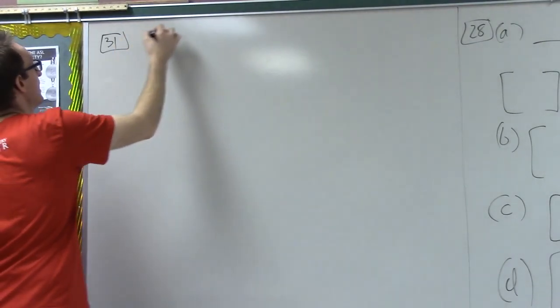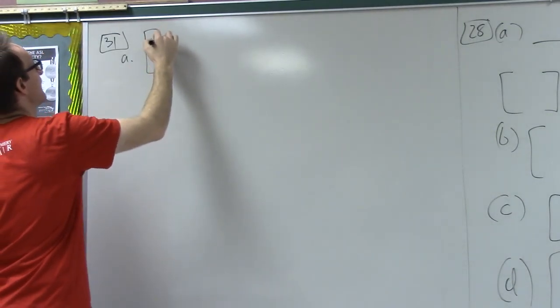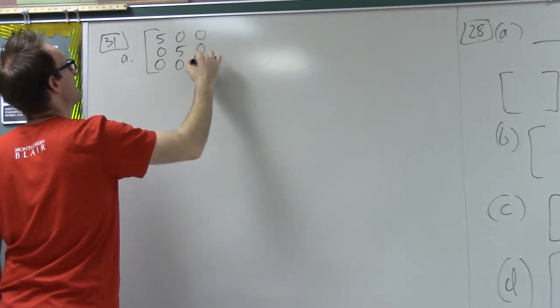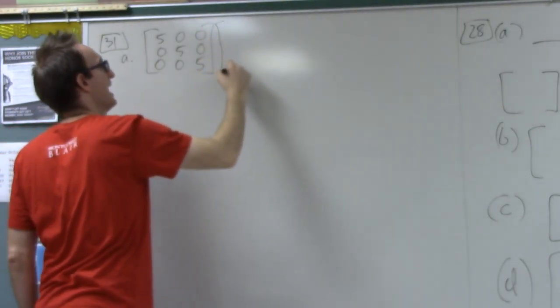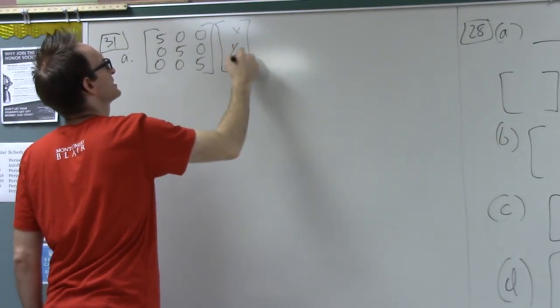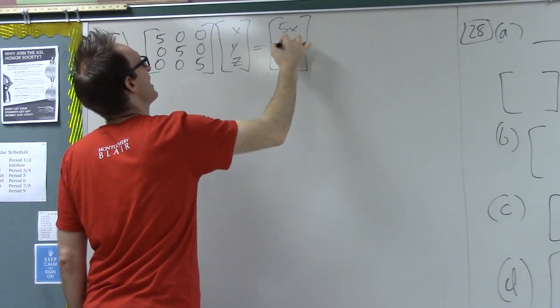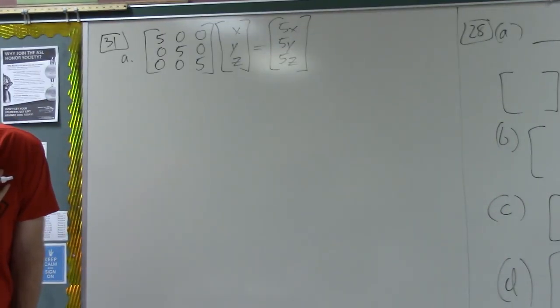Okay, and now he says this right here in part A. Consider the following matrix. What does this matrix do to points in space? Well, again, if you feed this the vector (x, y, z), what are you going to get back? (5x, 5y, 5z). So what does matrix A do, in words?